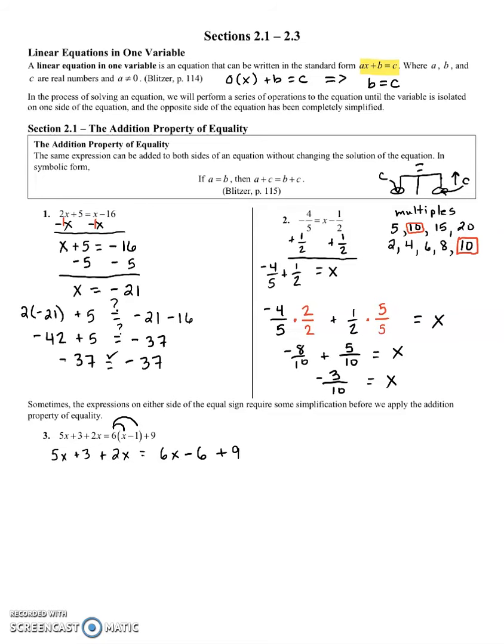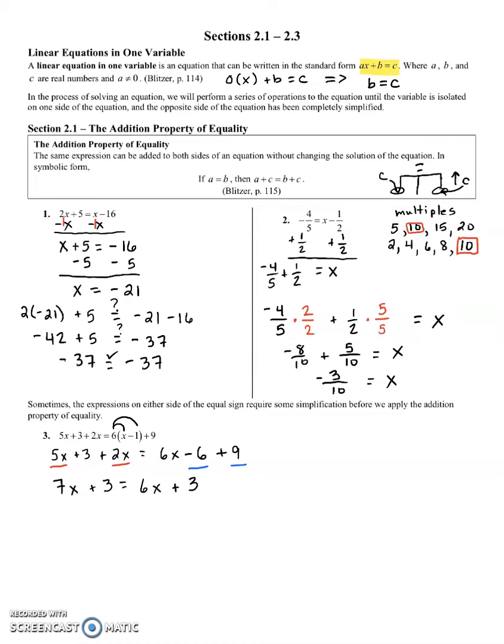Now let's combine like terms on both sides of the equation. So we have on the left-hand side a 5x and a 2x. So we can combine that, since they're added, 7x plus 3 equals, on the right-hand side, the -6 and the 9 are like terms. So we have 6x, and then negative 6 plus 9 is a positive 3.